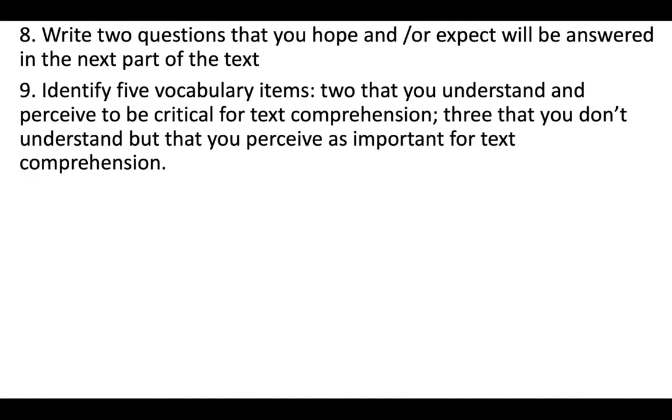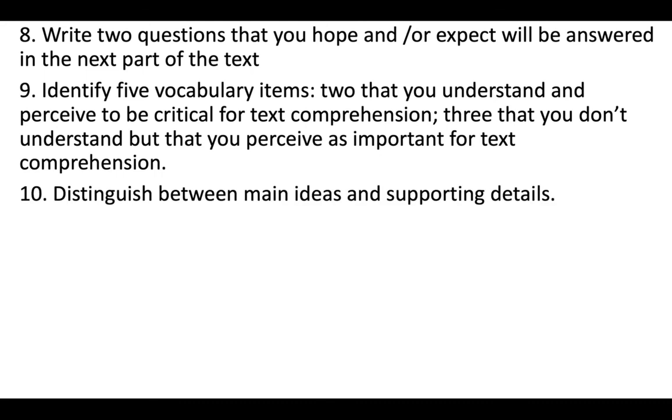And then next, identify 5 vocabulary items, for example 2 that you understand and perceive to be critical for text comprehension, and 3 that you do not understand but think are very important. That's just an example, but you decide what vocabulary you want them to concentrate on and what you want them to do with it. And then distinguishing between main ideas and supporting ideas.